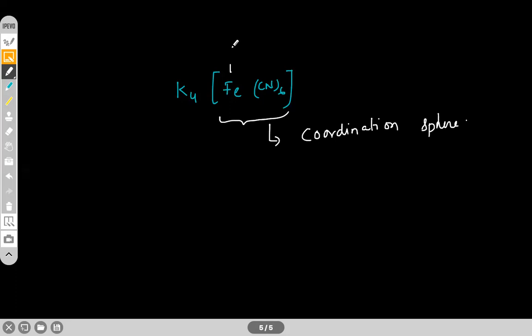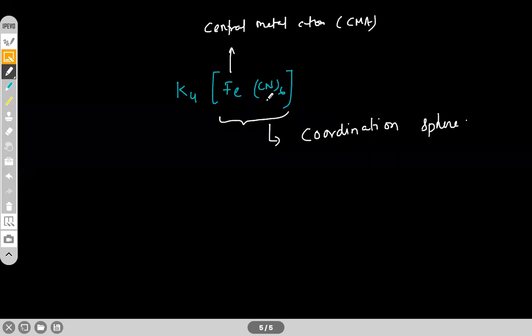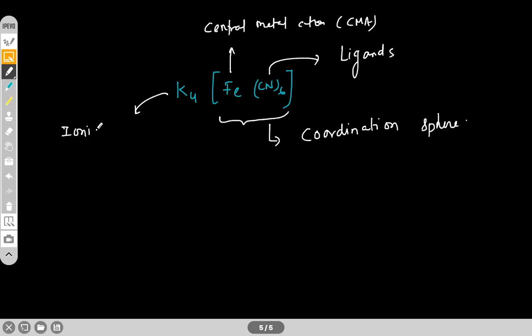This one is the central metal atom, in short we write it as CMA. We use this abbreviation. Apart from the central metal atom, whatever is written in the square bracket, we call ligands. What are ligands? K+ is what? Apart from this square bracket coordination sphere, the other part we call the ionization sphere, or also the counter ion. Ionization sphere or counter ion, both are the same thing.